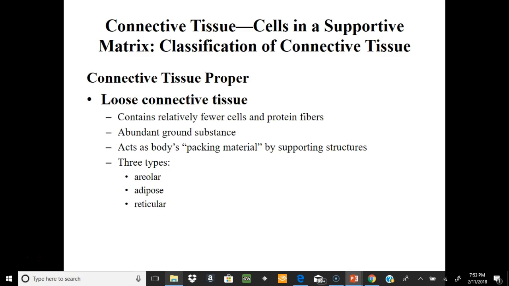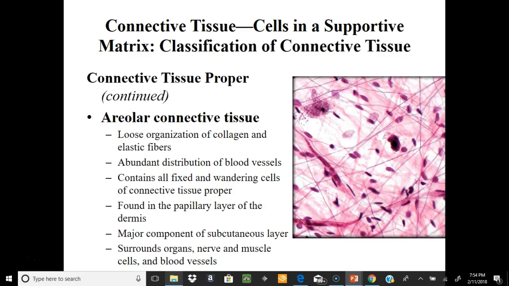So loose connective tissue contains very little cell substance and not a lot of protein fibers, but it does have a lot of ground substance. So it's a packing material. It's also good for helping to bind certain structures together, and it produces a structure for certain organs. The three types are areolar, adipose, and reticular. So here's areolar connective tissue.